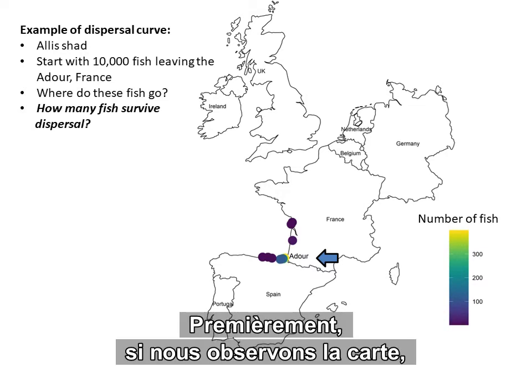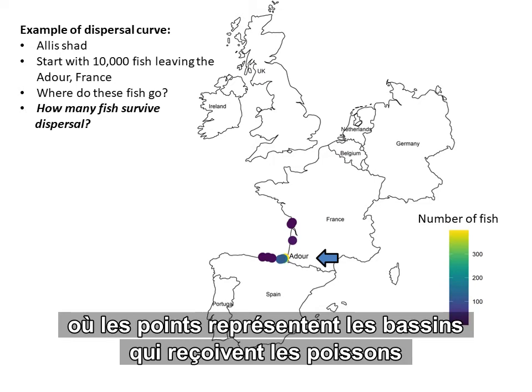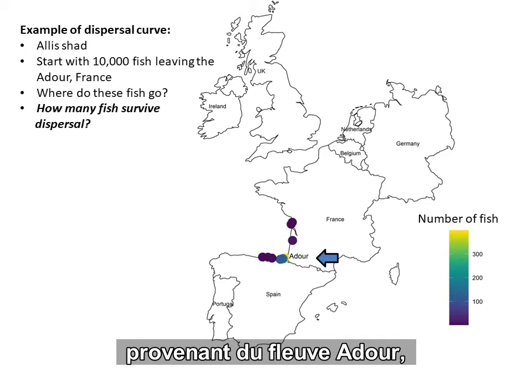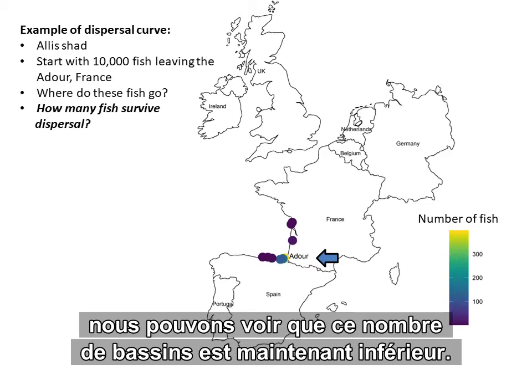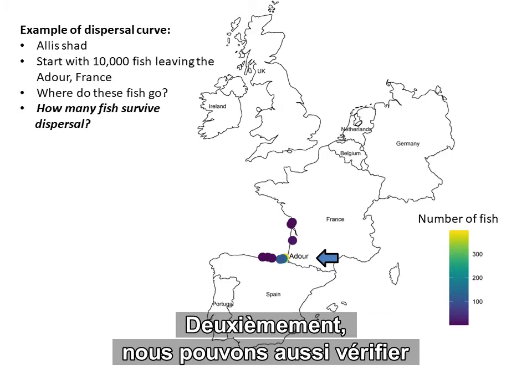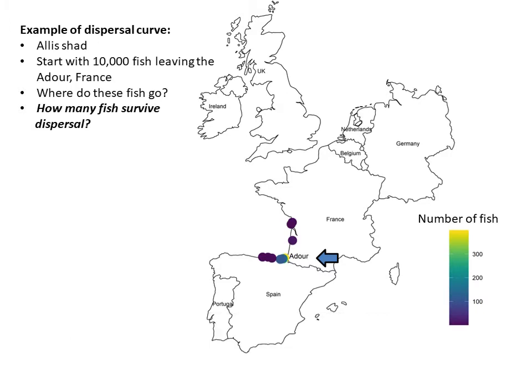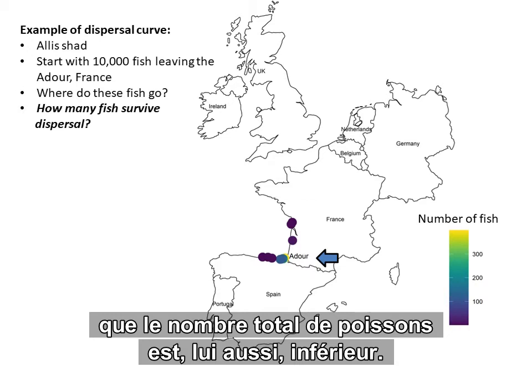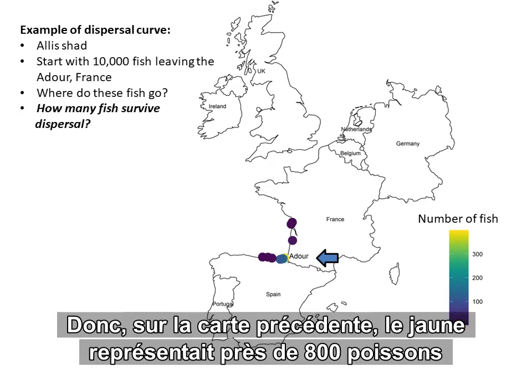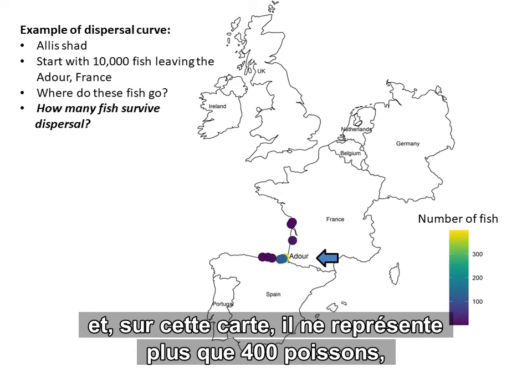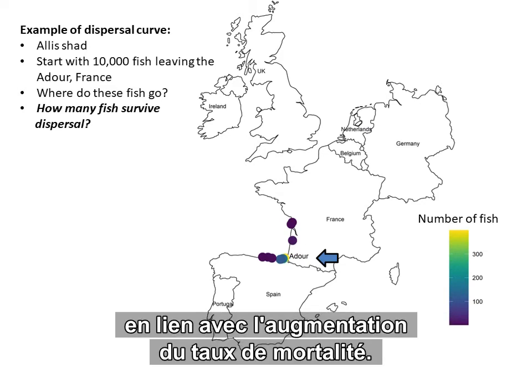The first is if we look at our map, again, the dots are representing the catchments that are receiving fish that are dispersing from the Adour. And we can see that this number of catchments is much smaller than previously. And the second thing that we can see is that the total number of fish is also smaller. So on the previous map, yellow represented about 800 fish, and on this map, yellow represents about 400 fish, and this is because of the additional mortality.